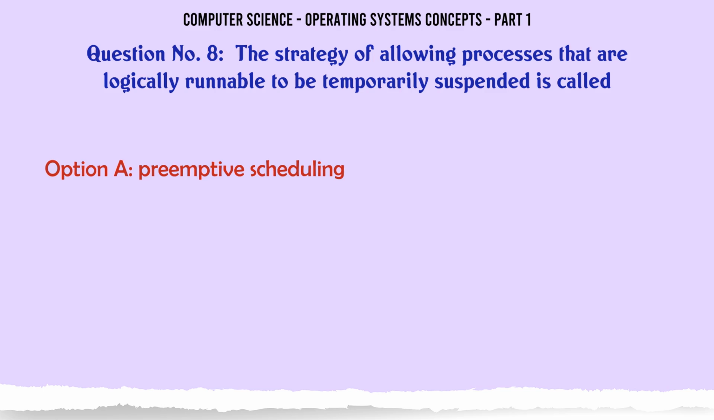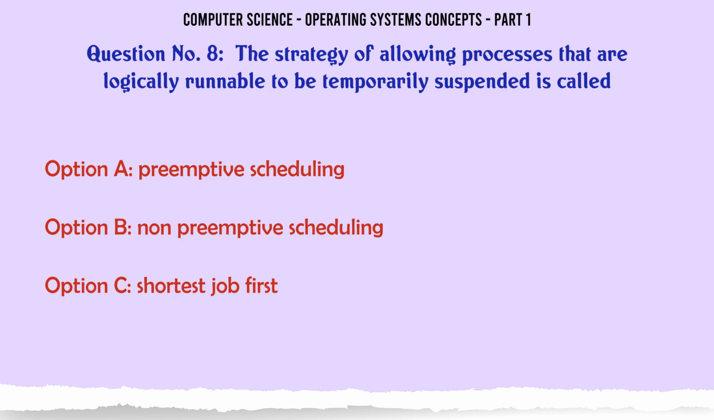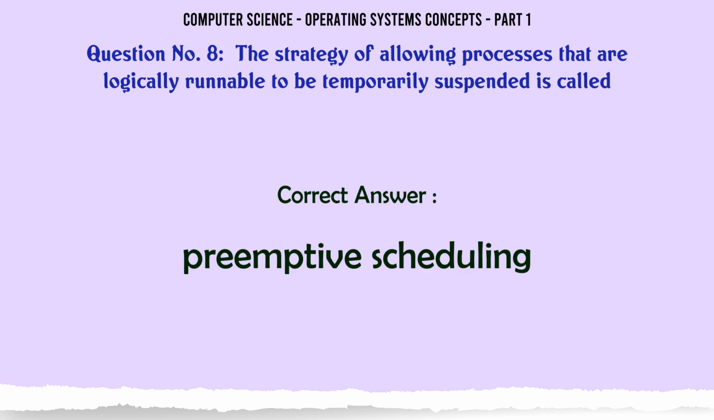The strategy of allowing processes that are logically runnable to be temporarily suspended is called: A. Preemptive scheduling, B. Non-preemptive scheduling, C. Shortest job first, D. First come first served. The correct answer is preemptive scheduling.